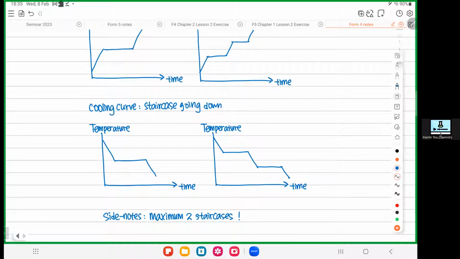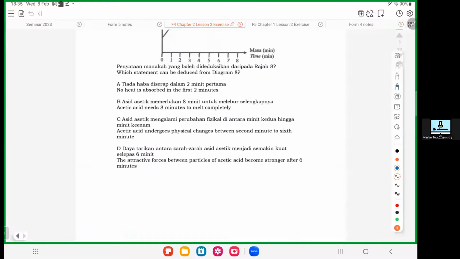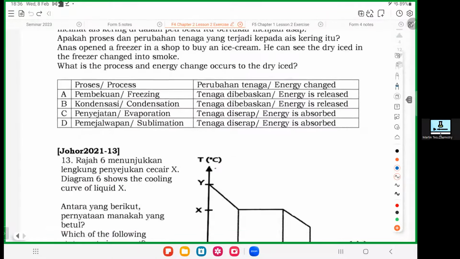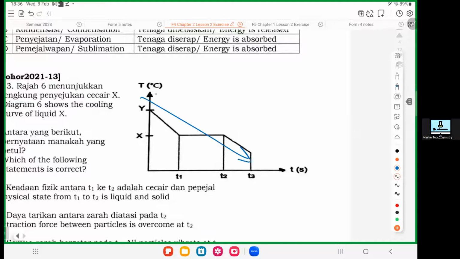Next time when you see this, it is easy to analyze. Let me show you using a simple example. Is this a heating or cooling curve? Everyone, heating type H, cooling type C. Heating, because the temperature goes up, isn't it? So it's a heating curve with one staircase. Okay, makes sense. And this is a cooling curve. Temperature goes down, one staircase.